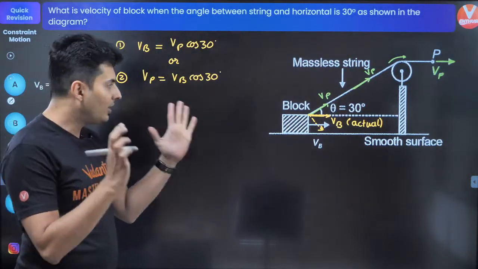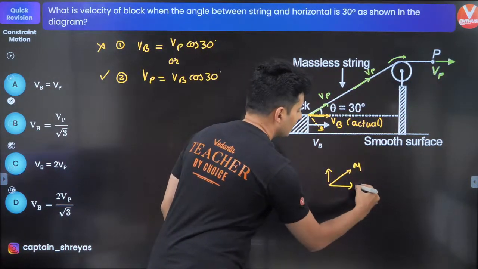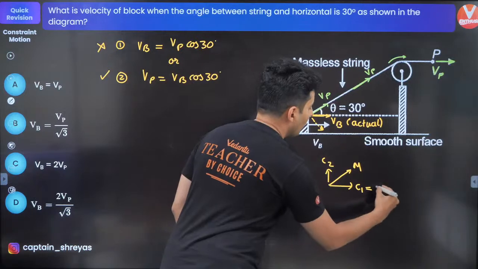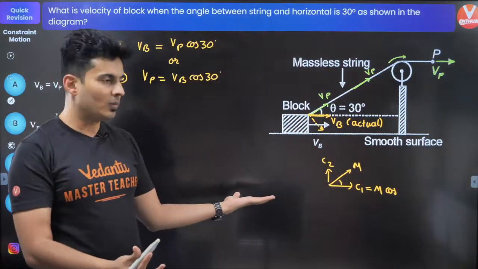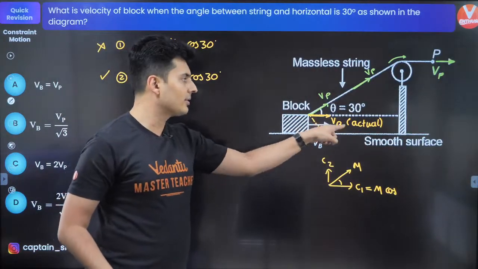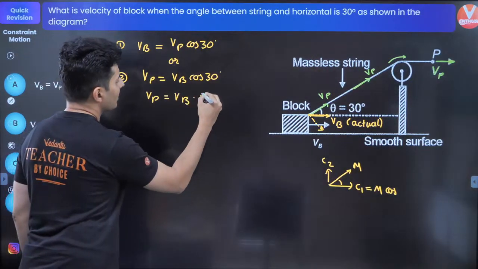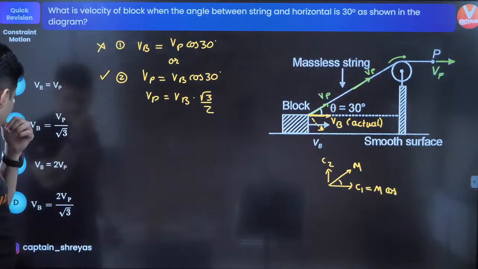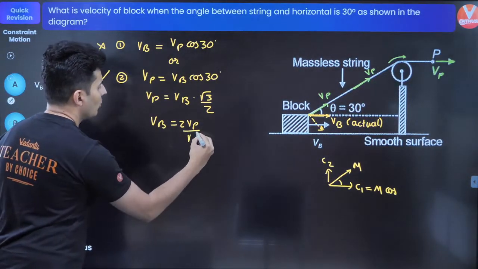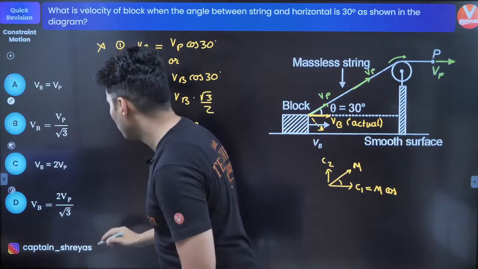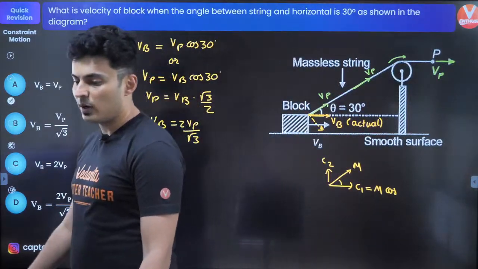Okay, understood? Whenever you have a vector, how do you split it? If this is the main vector, this is component 1, this is component 2. Component 1 is the main vector's cos component, and component 2 is the main vector's sine component. So you split the actual vector. This is the actual vector. Now it's simple. So Vp is equal to Vb cos 30, which is nothing but root 3 by 2. So Vb obviously has to be 2 times Vp by root 3, which obviously has to be option D, I suppose. Yep, it is. Okay, this is one way of doing it.